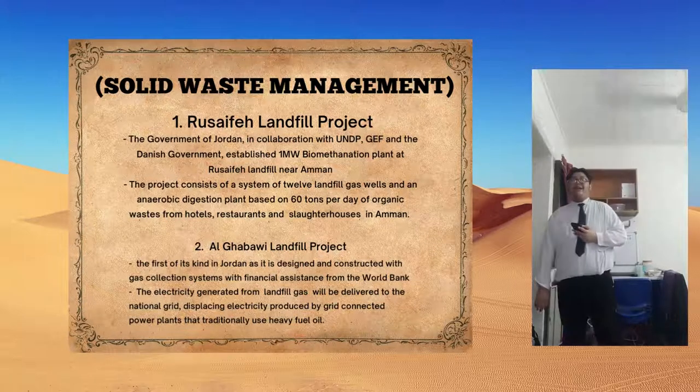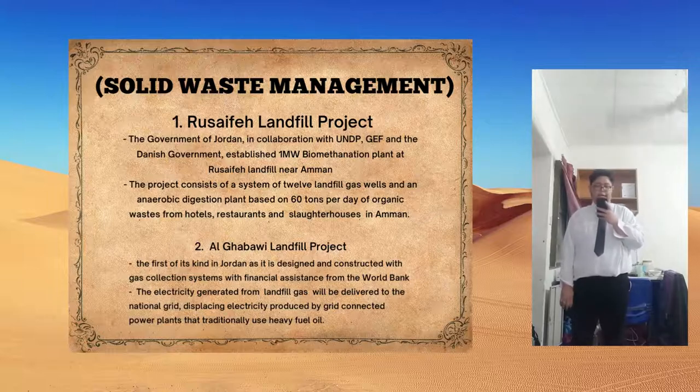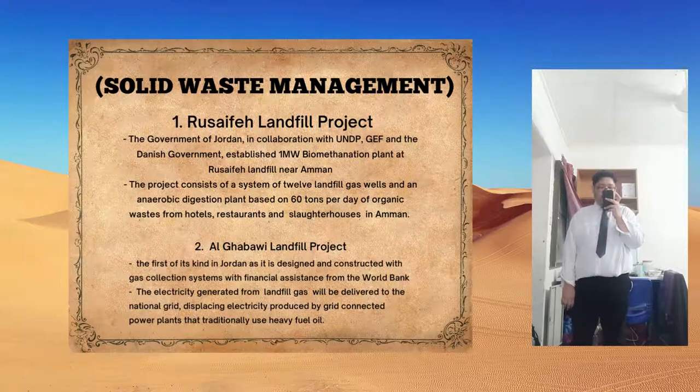Okay, the next plan is the Al Ghabawi landfill project. The first of its kind in Jordan, it is designed with a gas collection system with financial assistance from the World Bank. The electricity generated from landfill gas will be delivered to the national grid, displacing electricity produced by grid-connected power plants that traditionally use heavy fuel oil.